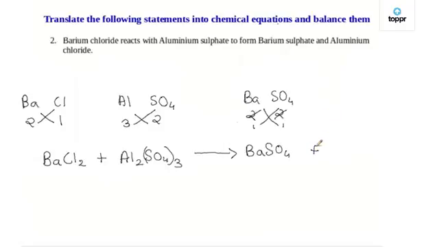Then we have aluminium chloride. One more product obtained is aluminium chloride. Aluminium is Al, chloride is Cl again. Aluminium's valency is 3, chloride's valency is 1. So when we cross multiply, the formula of aluminium chloride becomes AlCl3.